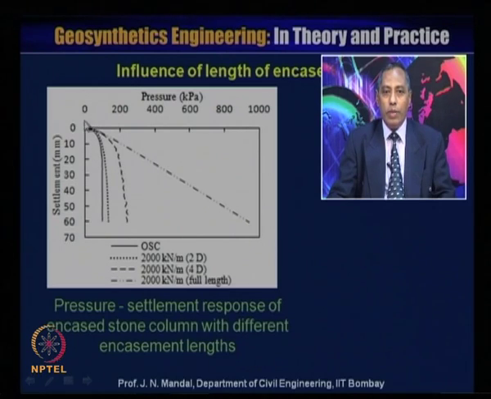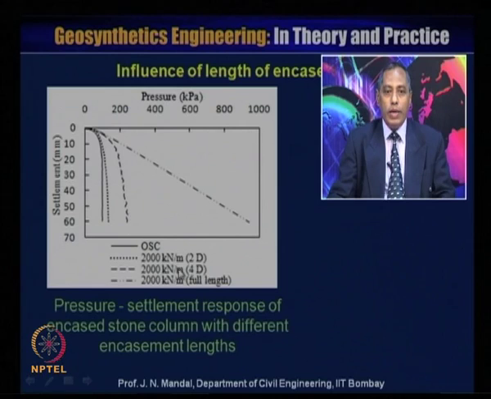And this is the OSC here. Now, you are changing the length, but keeping the stiffness constant. So when it is 2D, that means 2 times the diameter of the stone column, and stiffness is 2000 kilonewton per meter, you can have the pressure settlement curve like this.